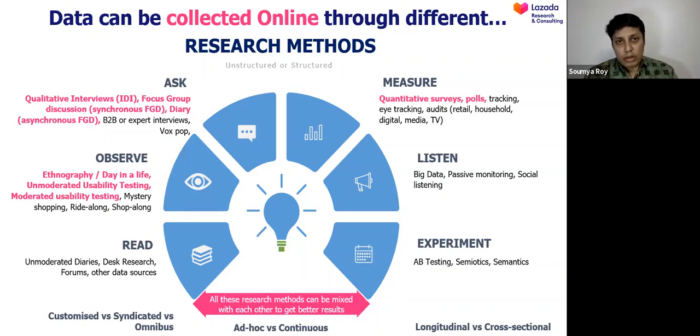And then there are other subdivisions, like you can do customized versus syndicated versus omnibus, or ad hoc versus continuous, or longitudinal versus cross-sectional. So cross-sectional means only 1 day of a research in qualitative especially, and longitudinal means for consecutive few days we take feedback from the respondents.